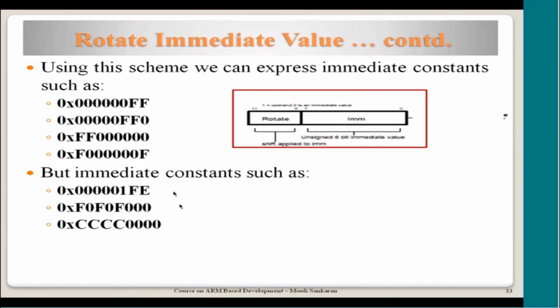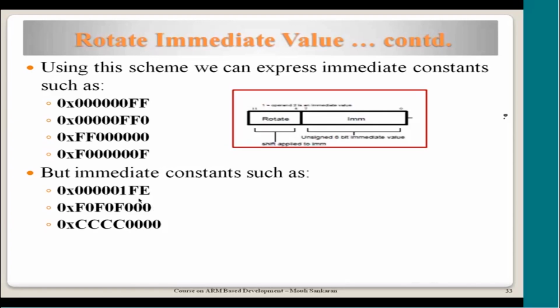Okay, if you have all concluded that it is not possible, you are right. It is not possible because first of all this pattern is more than 8-bit wide. So you cannot fit into this immediate constant. Whatever rotation you do, if you cannot fit in that 8-bit value, anyway you can't generate this constant.